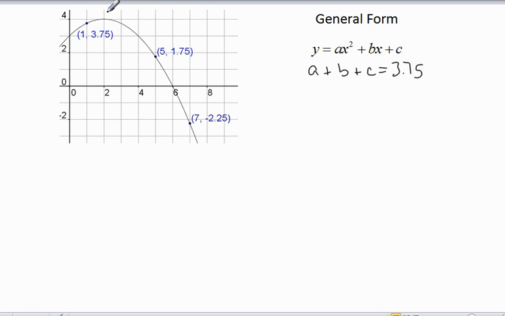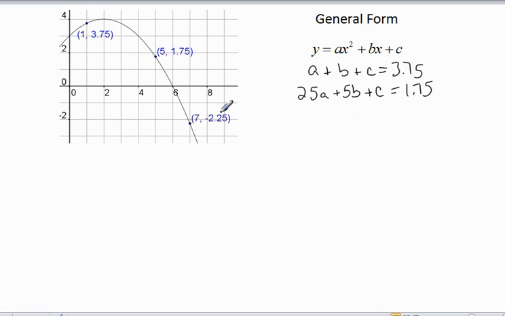Okay, now I'm going to do the same thing with this point, 5, 1.75. I'm going to put a 5 in for x. This will be a 25 right here, and a 5 right there. Okay, and I'm going to write that. So I'm going to have 25a plus 5b plus c is equal to 1.75.